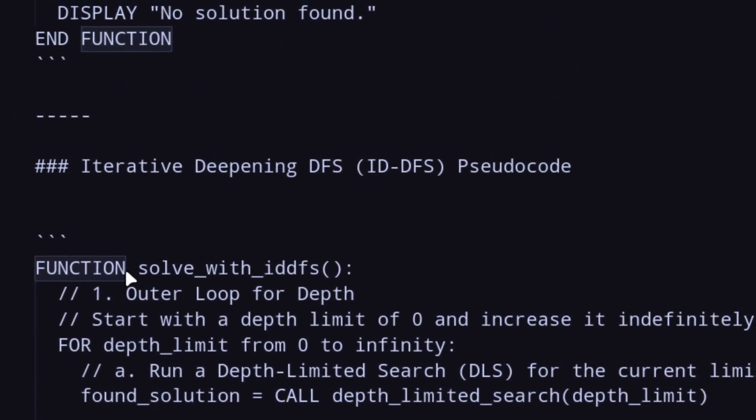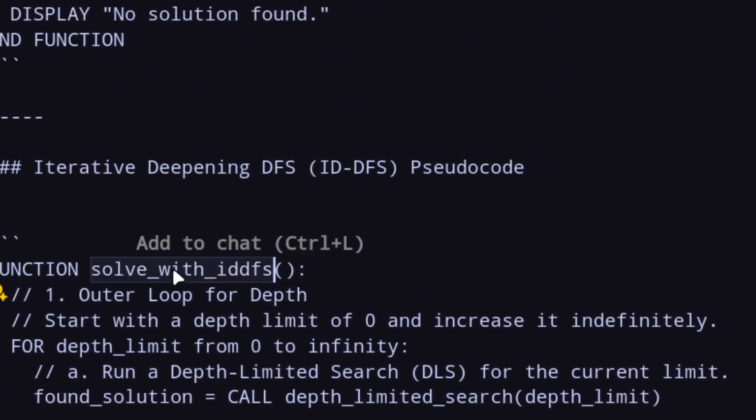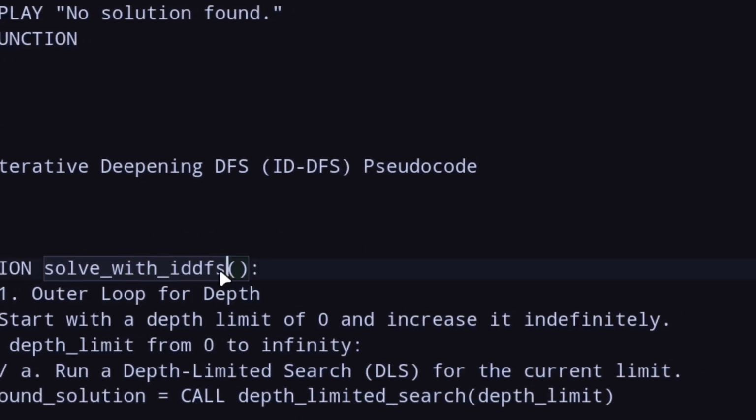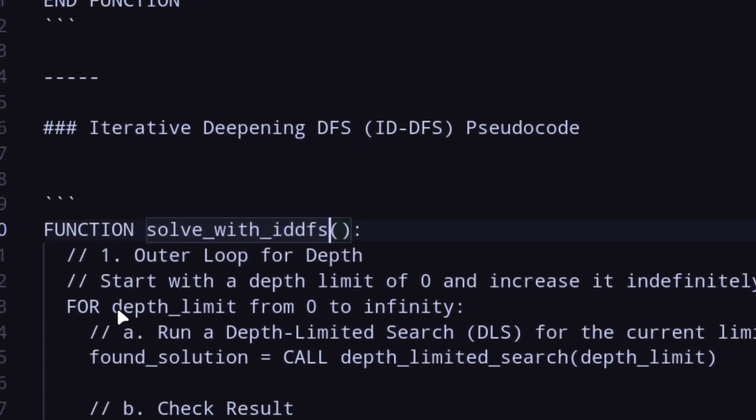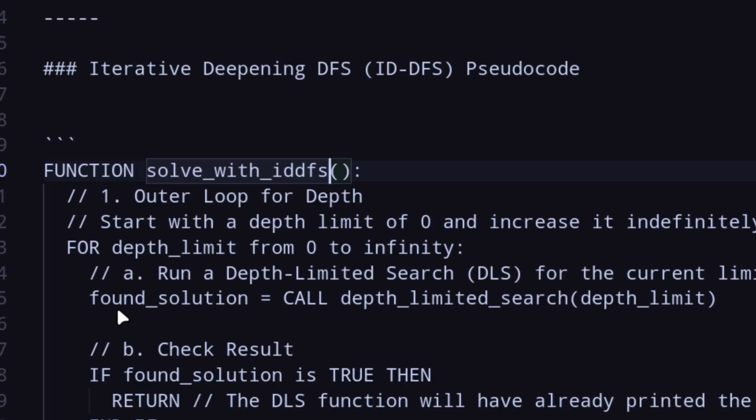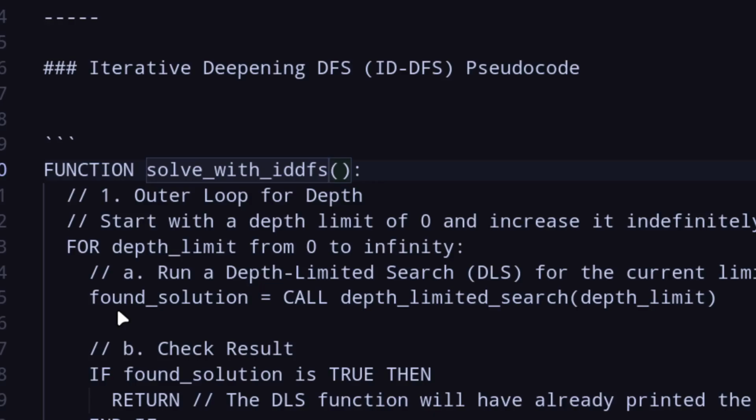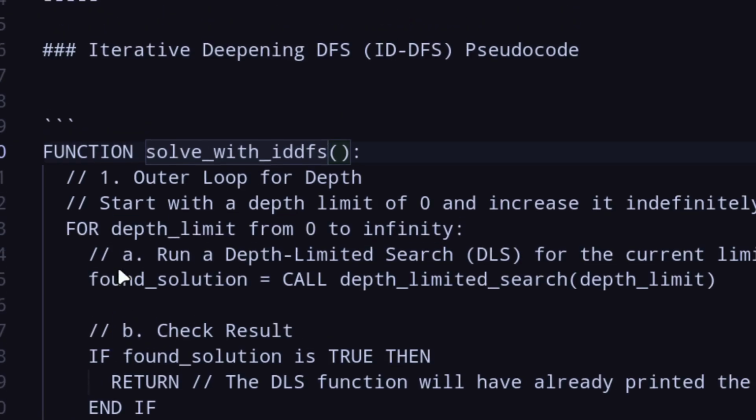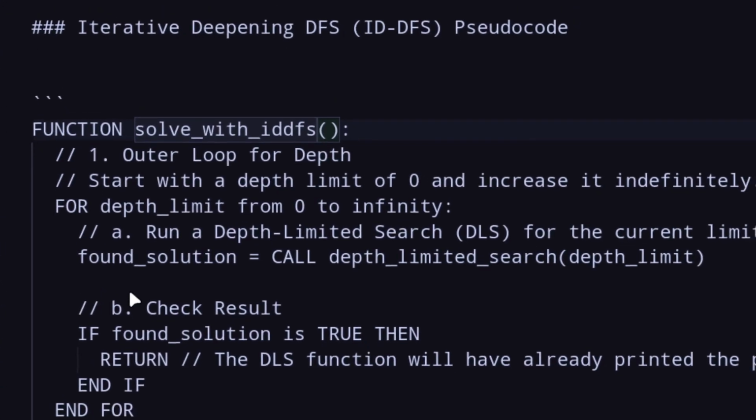Now you write the name of the function and there are function parameters in that particular first brackets. Now first you create the outer loop for the depth, which will start with the DLS, the depth limit searching limit of 0, and you increase it kind of indefinitely, but I'm again saying there is a limit, which you will do after you learn a lot of different algorithms. Now you do a depth limited search.